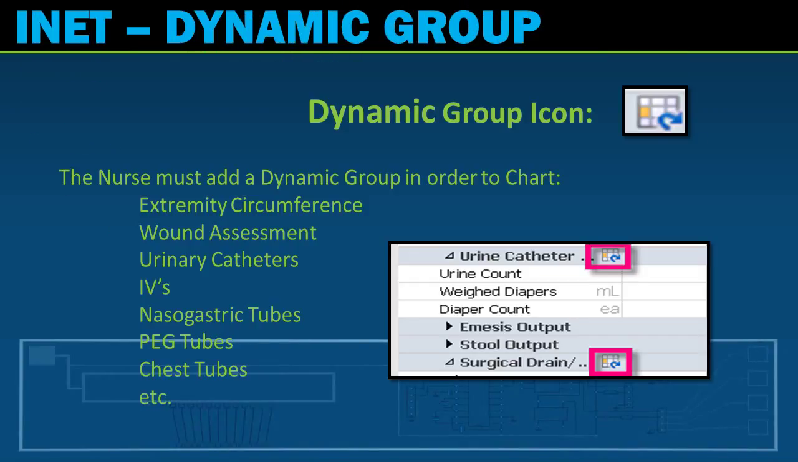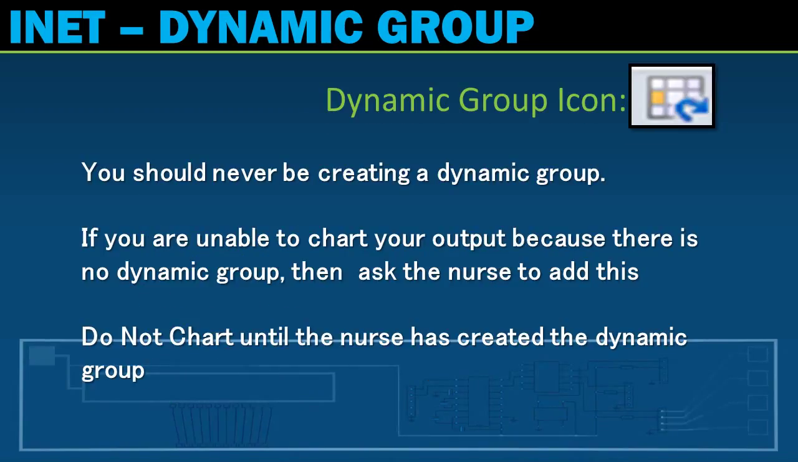In order for you to document certain I's and O's, a dynamic group must be charted. So if you're trying to document urine output from a urinary catheter, the nurse must first have created a dynamic group for you even to have the line item to document on. Same thing for documenting nasogastric tube input or output. The nurse has to have created a dynamic group for you to chart with it.